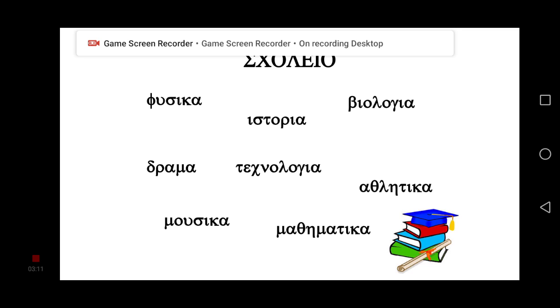Drama, second line, drama. Technologia, so technology. This could be IT or DT, design and technology. The third one, athletica, so athletics, isn't it? Let's look at the final line. Musica, music, mathematica. So you've got mathematics there. So how many of those did you get? Which ones did you find more difficult?